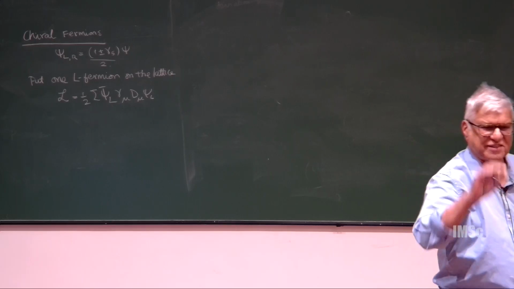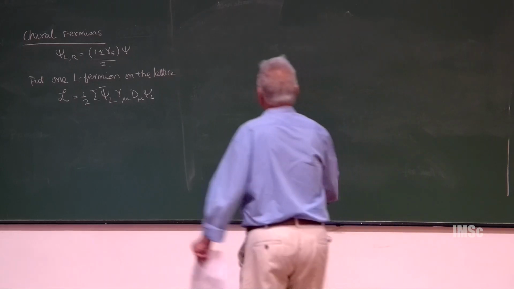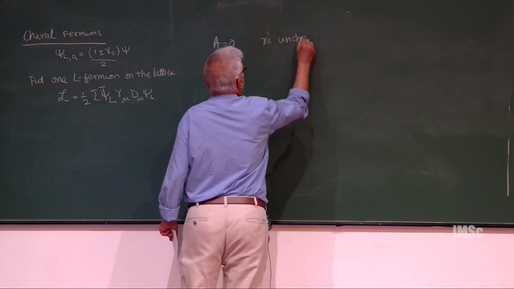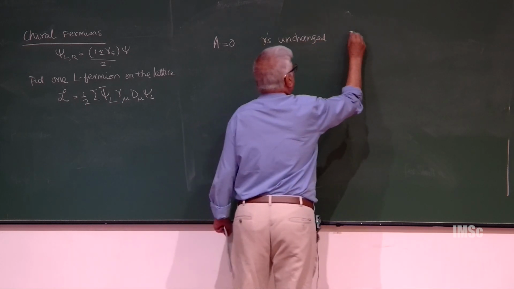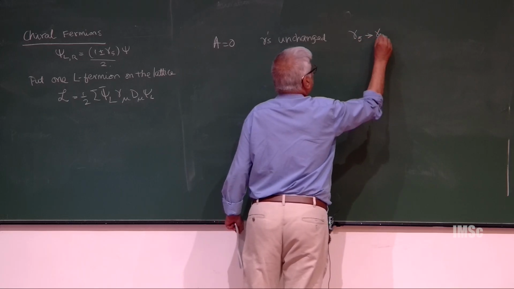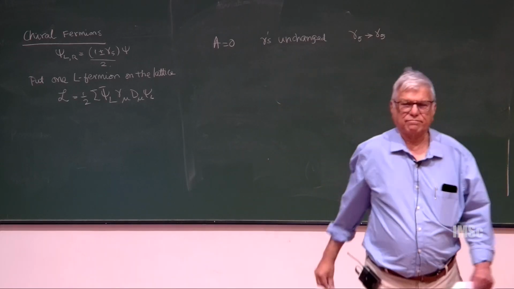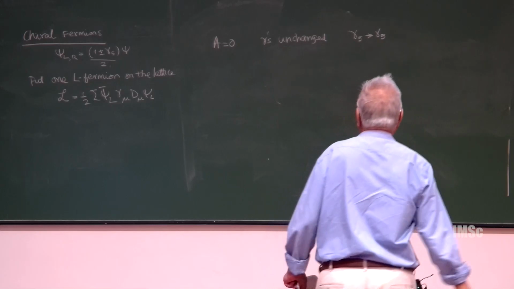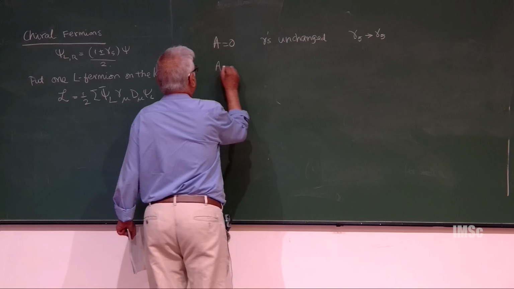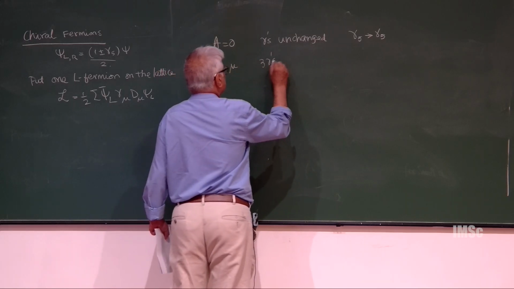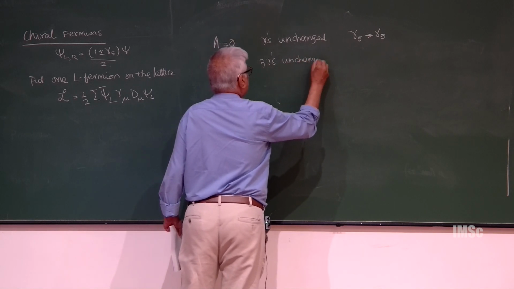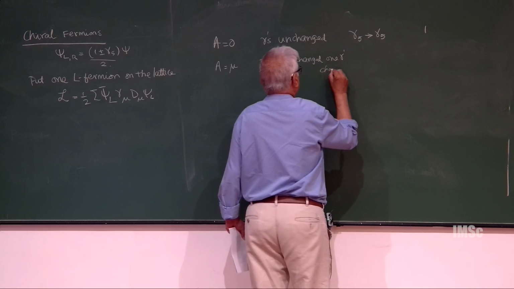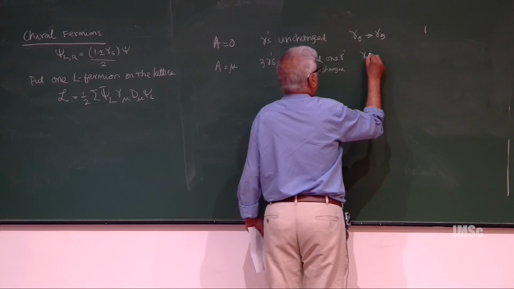Now let's see what are the 16 species we get. And this is the surprising thing. At a equal to 0, all gammas unchanged. So gamma 5 goes to gamma 5. Gamma 5 is the product of 4 different gamma matrices, and depending on your convention, there is an i, etc. Now let's look at the a equal to mu case. 3 gammas unchanged, and 1 gamma changed. So gamma 5 goes to minus gamma 5.